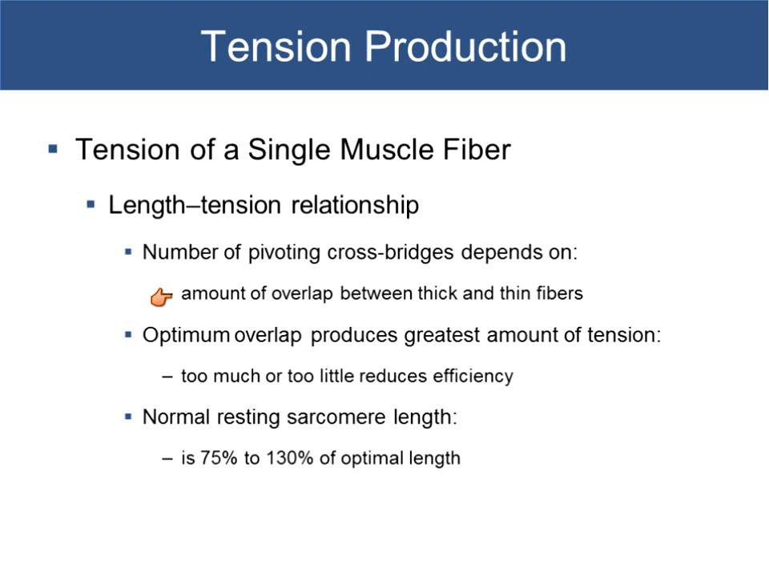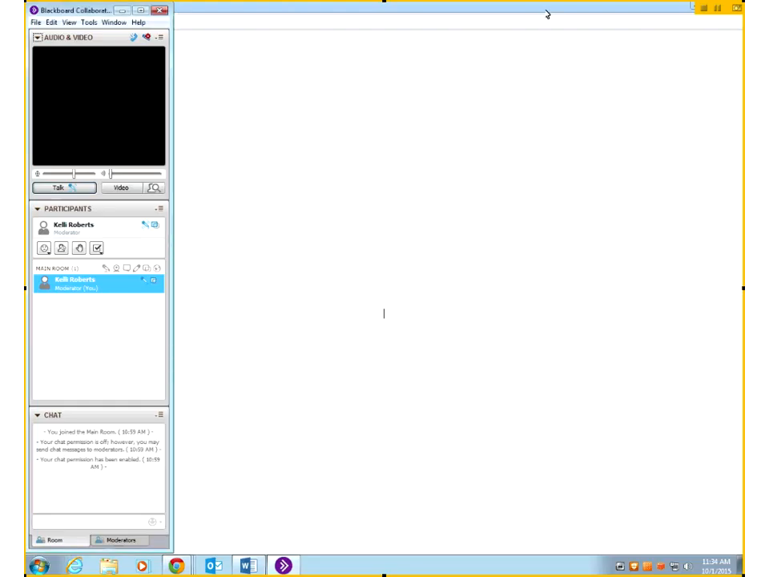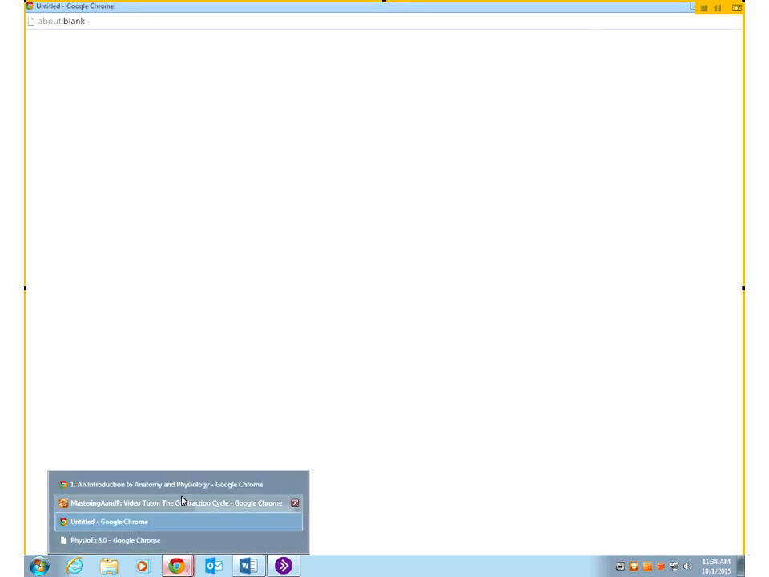So I'm going to find that physiology dynamics I wanted to show you all. I'm going to make this nice and large, as large as I can make it. I'm going to go back and share my desktop with you. That's not what I wanted.